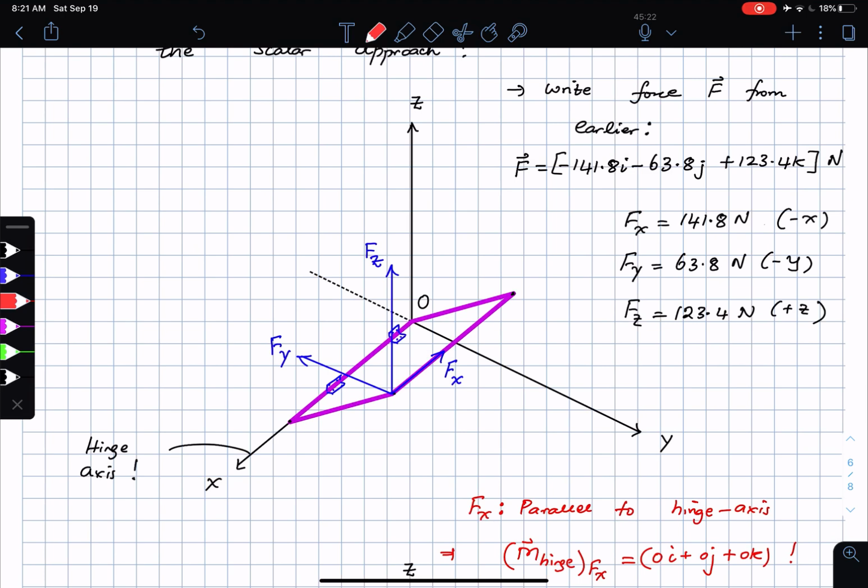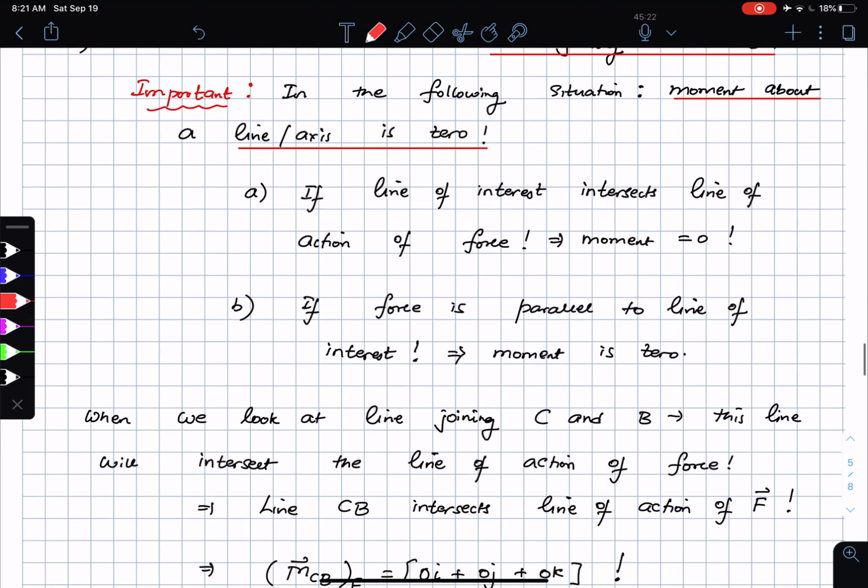And then very lastly, two key points that I want to mention here. If the line of interest and the line of action intersect each other, the moment is going to be zero. That's one thing. Then if a force is parallel to the line of interest, as we saw in the scalar case where Fx was parallel to the hinge axis, so it did not cause any moment about that axis, in that situation also your moment is going to be zero. So when something intersects something else, moment is zero. When the force is parallel, the moment is zero.